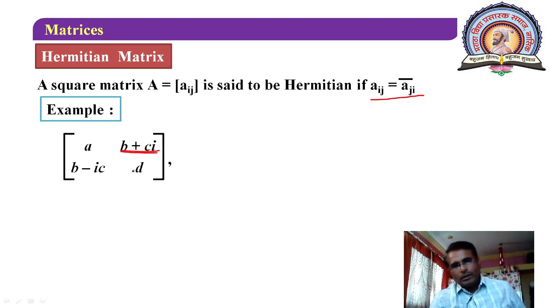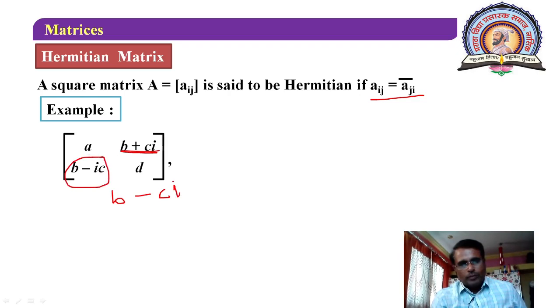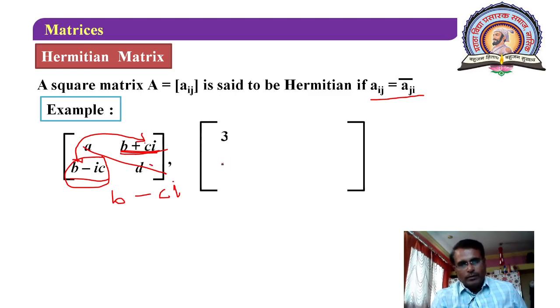What is its conjugate? It is B minus Ci, and that appears at the transpose position. This is your diagonal, and if these elements are conjugate symmetric, you will observe that they are conjugates of each other. B plus Ci has a conjugate B minus Ci that appears as a mirror image across the diagonal. Similarly, another example will make it clear.